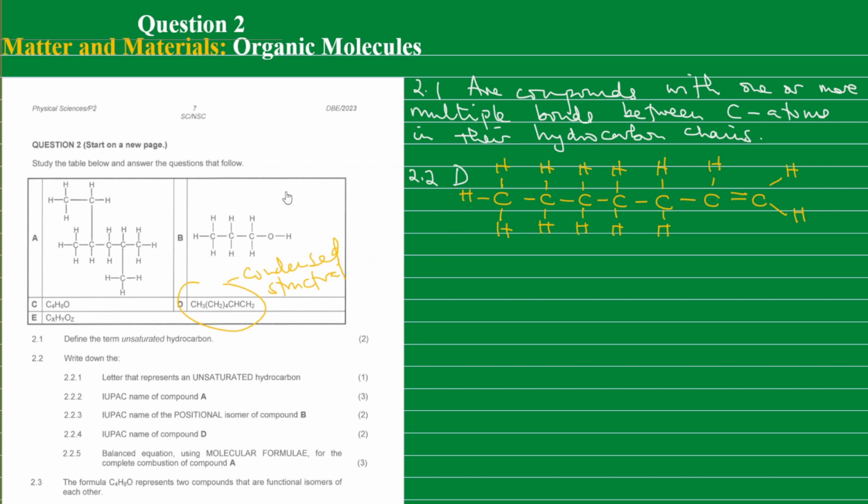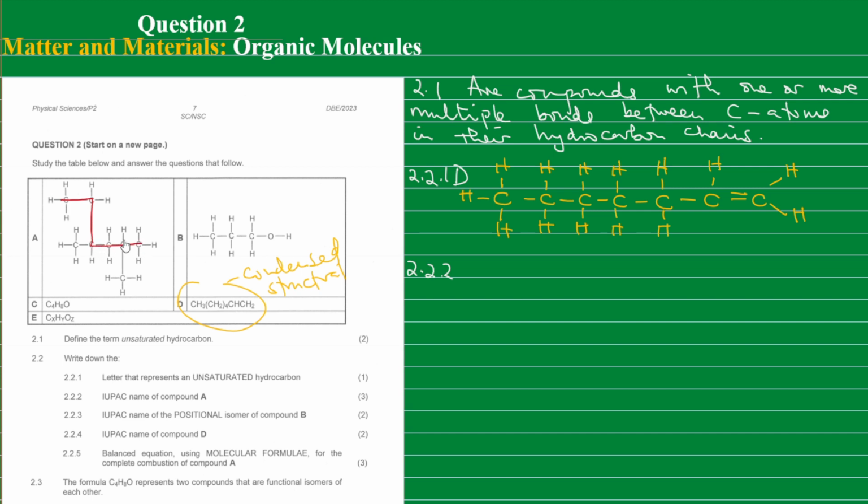And then 2.2.1 and 2.2.2. We are required to write down the IUPAC name of compound A. The IUPAC name of compound A. So we know from the systematic rules that we use for naming the hydrocarbons, first we need to take note of the longest chain. What is our longest chain here? So we can take this C here, I'll highlight it with that red line, and then this, and then that.